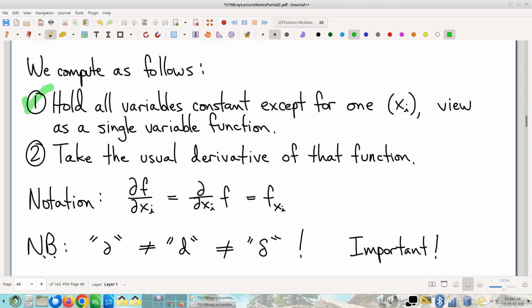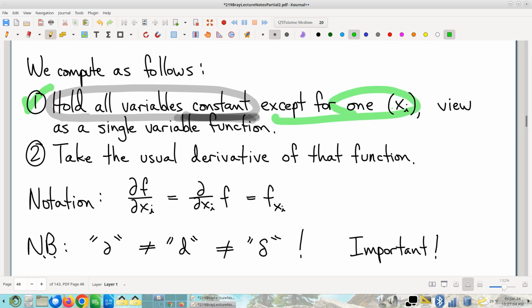Step one, basically take your multivariable function and we're going to turn it into a single variable function by taking most of the input variables and just deciding, you know what, we're going to treat those like constants. All except for one. You're going to pick one variable not to treat as a constant. That's going to be your remaining variable. That's the variable for the resulting single variable function.